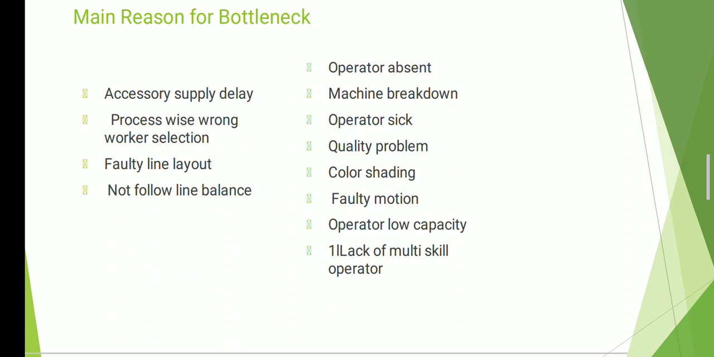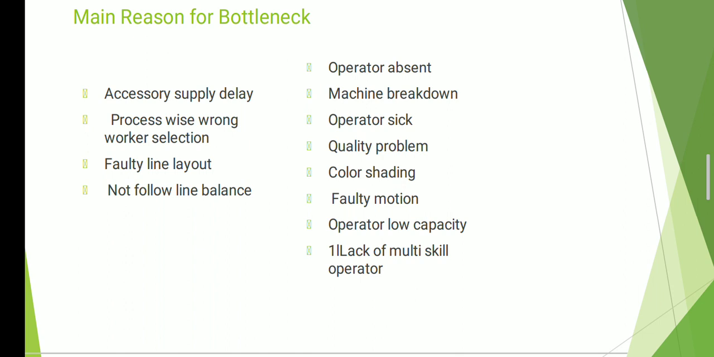Machine breakdown: this is a common problem in the garments industry. In most cases in garments, when you ask why the bottleneck, your officer replies, sir, machine breakdown. That's a very easy answer. Suddenly an operator may get sick and supply can gather much at that point and create a bottleneck. Quality or color shade: this type of problem should be stopped at the beginning stages, otherwise it will create a bottleneck. Faulty motion leads to more time, so capacity is less and creates a bottleneck. Some operators have low capacity, and at that point a bottleneck is automatically generated.